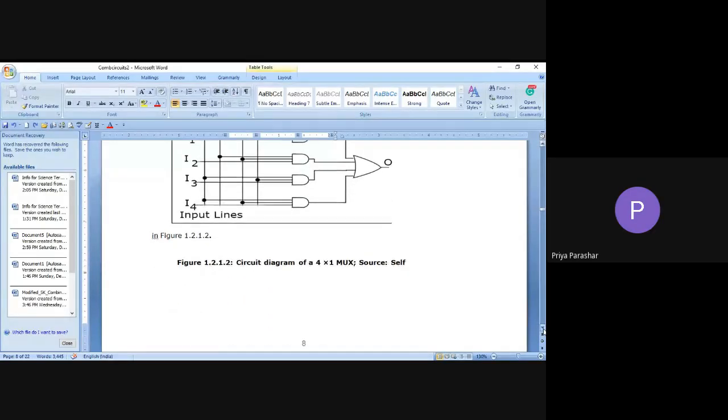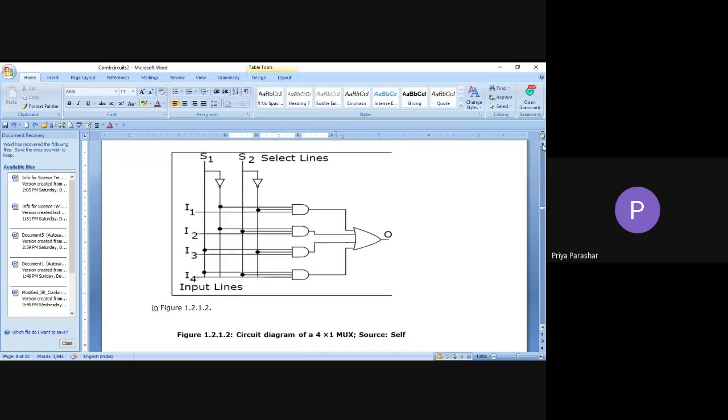Ma'am, why is it so that when the first selection line and second selection line are both zero, the first input line is passed on to the output, not the second, third, or fourth? Is there any logic behind this?